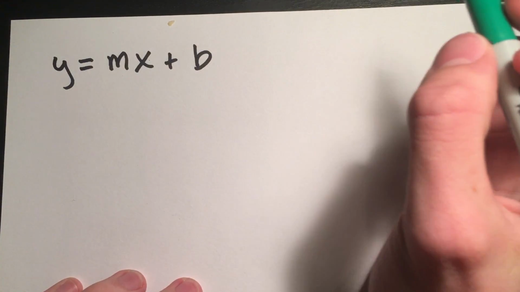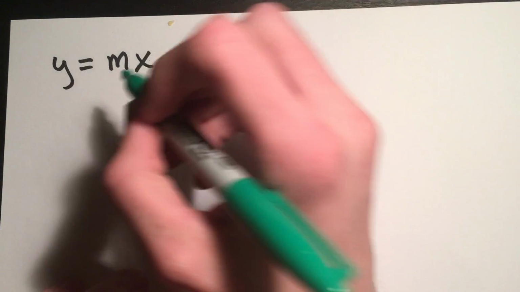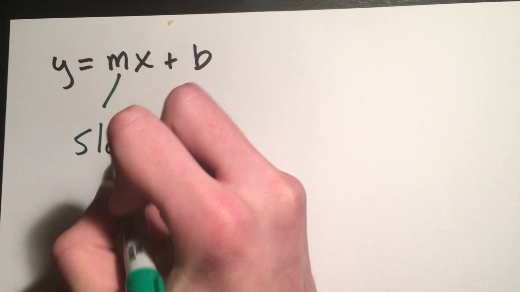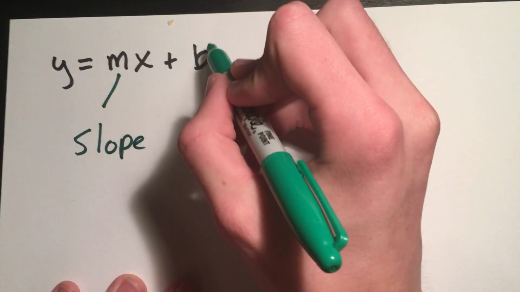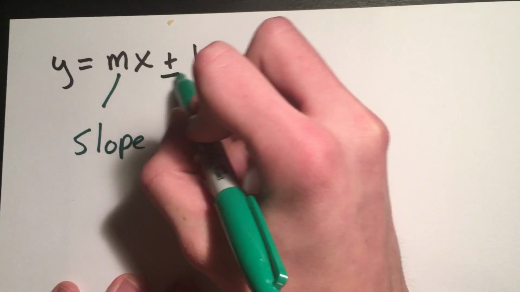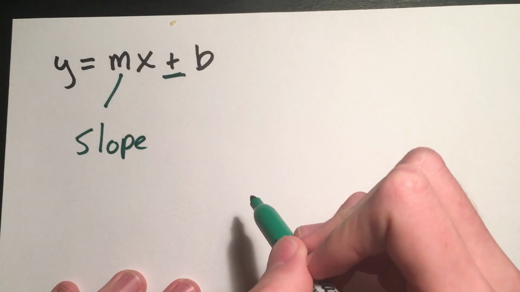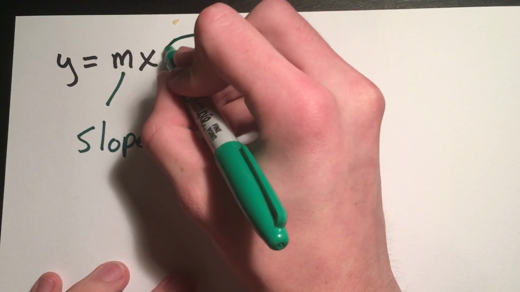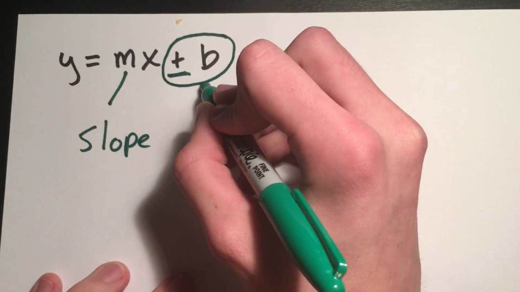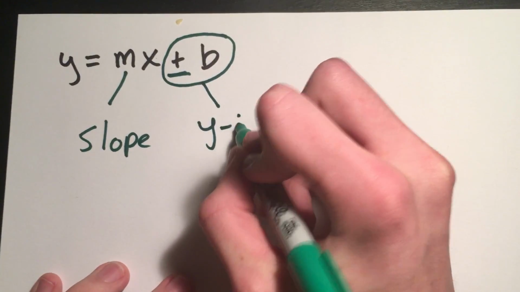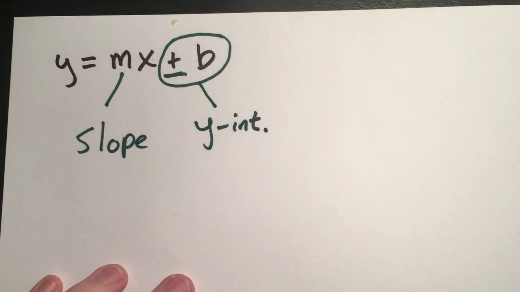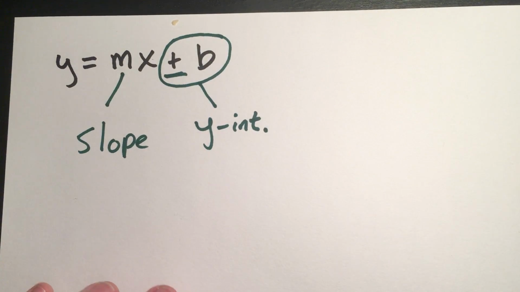If you remember correctly, this m represented my slope, and this b, and it's important to note that this plus sign is included too. If that were a minus sign, then my y-intercept would be negative. But this whole plus b part represents my y-intercept, or more specifically the y-coordinate of the y-intercept, since the x-coordinate is always 0, which we talked about last time.